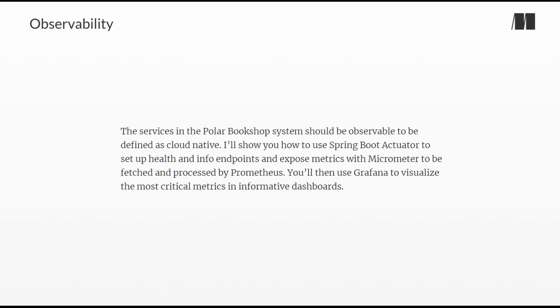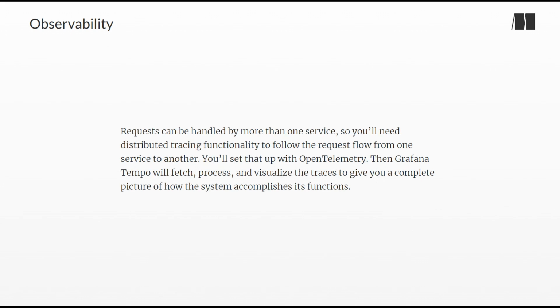Observability. The services in the Polar Bookshop system should be observable to be defined as cloud-native. I'll show you how to use Spring Boot Actuator to set up health and info endpoints and expose metrics with Micrometer to be fetched and processed by Prometheus. You'll then use Grafana to visualize the most critical metrics in informative dashboards. Requests can be handled by more than one service, so you'll need distributed tracing functionality to follow the request flow from one service to another.